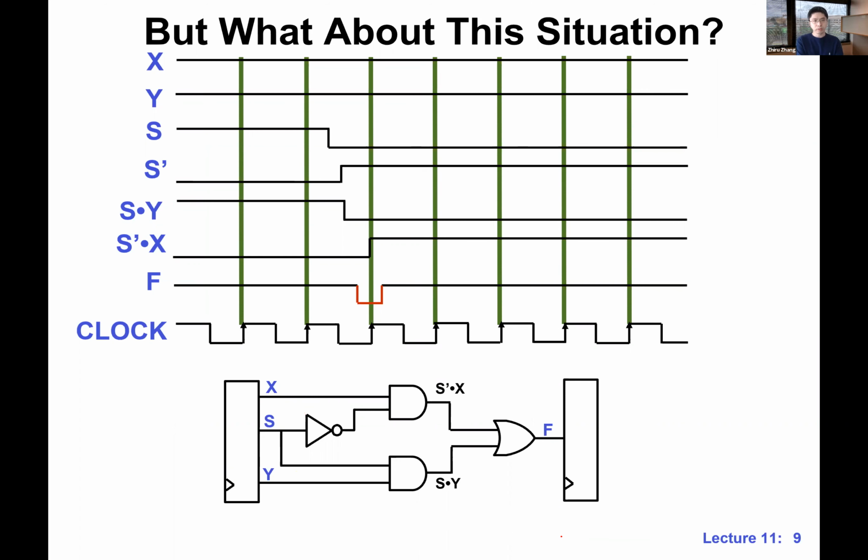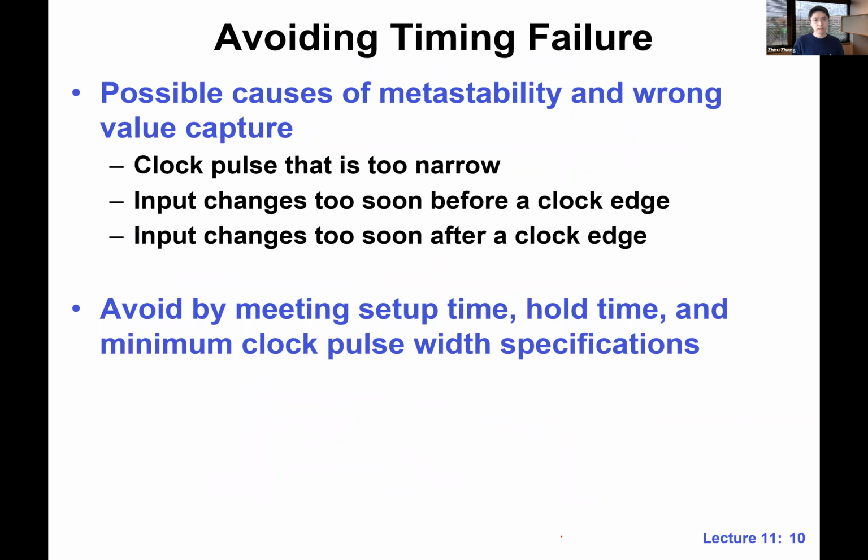But the obvious question is, how fast should we run the clock? We need to analyze the system and determine what is a safe clock period. Otherwise, we may end up with scenarios like this, which again is wrong. This leads to the main topic of this lecture. We actually need to analyze the system and figure out how fast we can run the circuit. We really want to avoid this failure.